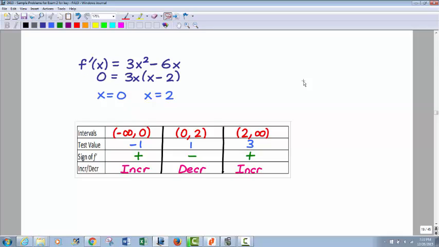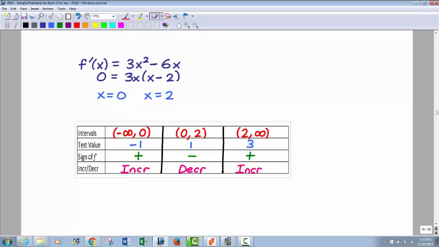Negative infinity to 0, 0 to 2, 2 to infinity. Pick test values. I chose negative 1. Between 0 and 2 is 1. Obviously, if you had consecutive integers there, you would have to use some sort of decimal number. But no problem. You're using a calculator to plug these in, so I don't think a decimal will be too troubling. Something greater than 2, I chose 3.